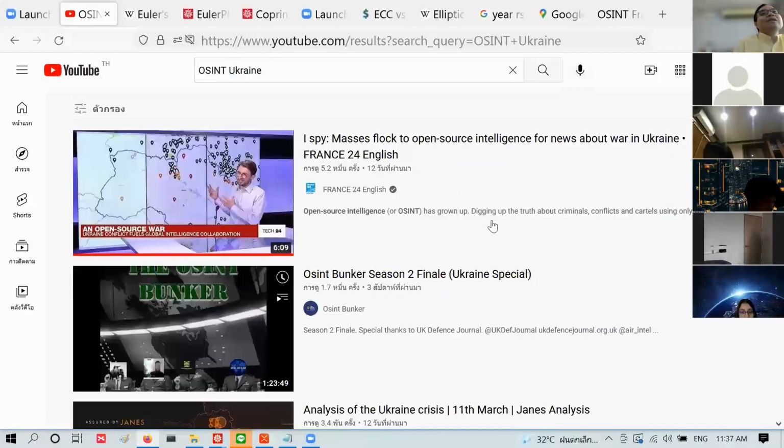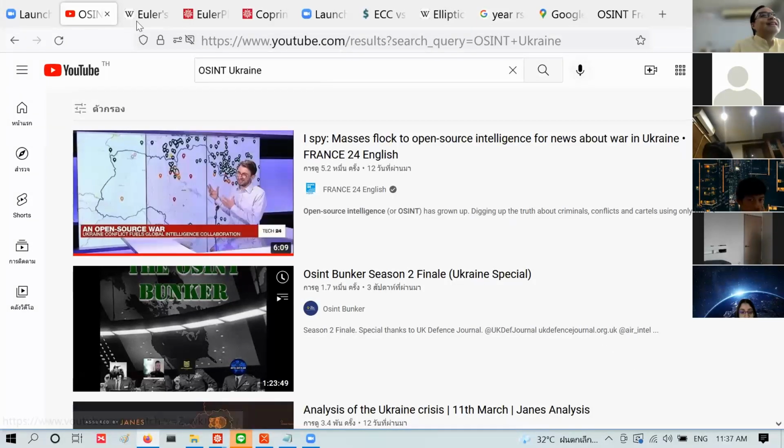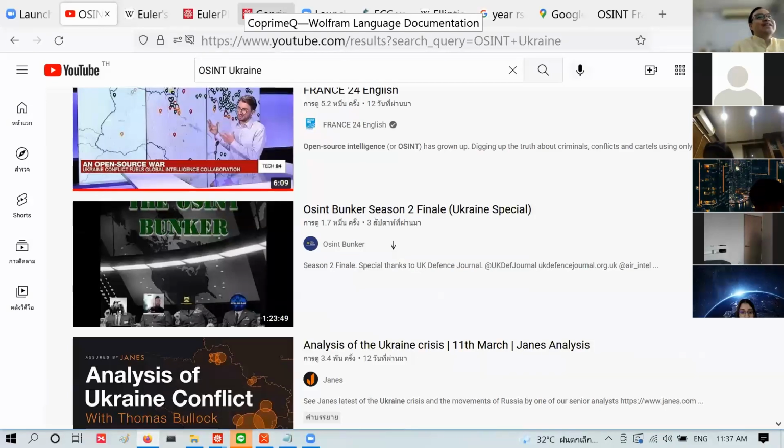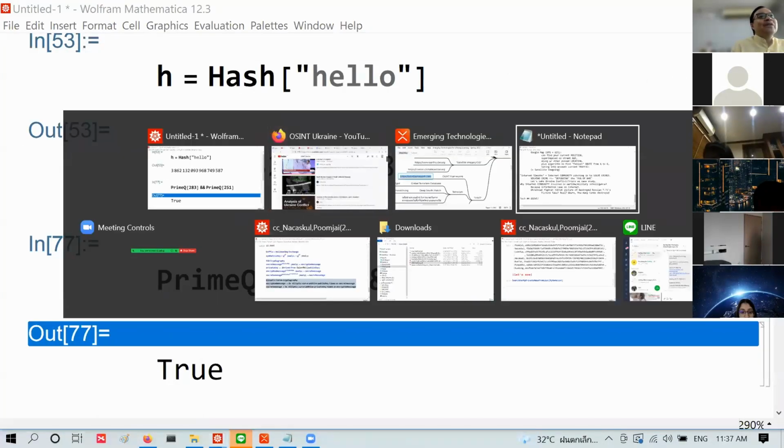So basically what's happening is that this OSINT community, sort of like online internet sleuths, okay, so OSINT is like a rabbit hole for internet sleuths.